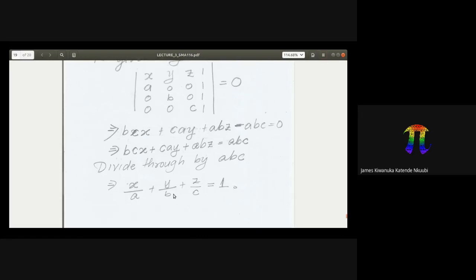So if we know the x coordinate for the point at which the plane cuts the x-axis, the y coordinate for the point at which it cuts the y-axis, and the z coordinate for the point at which it cuts the z-axis, then it's easy to simply write the equation of a plane in this form: x over A plus y over B plus z over C is equal to 1.